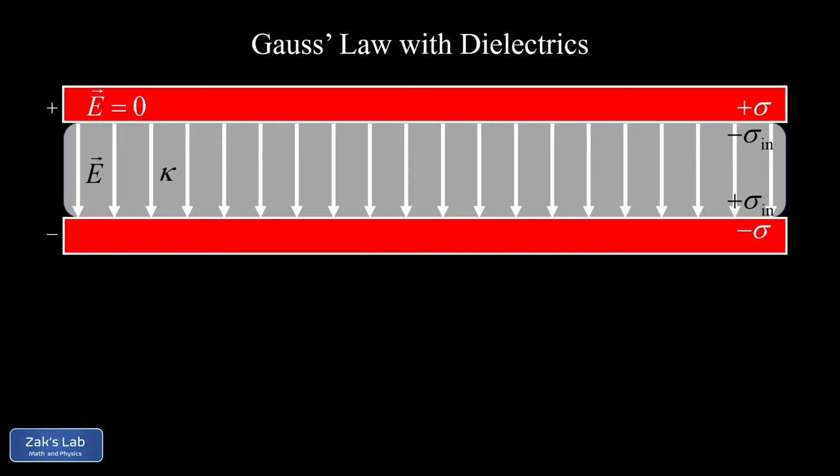So once we've successfully modified Gauss's law to work with dielectrics, we're going to apply that to the spherical capacitor with a dielectric between the two plates of the spherical capacitor. So we're going to completely solve that spherical capacitor, including electric field, potential difference, capacitance, and energy stored in the capacitor.